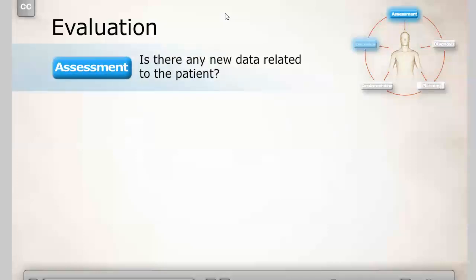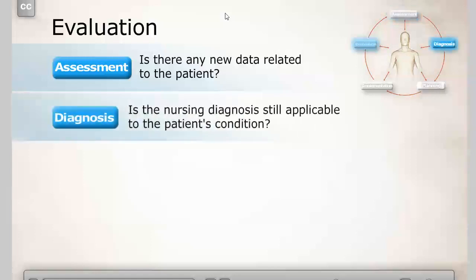Assess the patient again. Is the data the same, or is there more or different information to consider? Look at the nursing diagnosis. Does it still apply to the patient's condition?